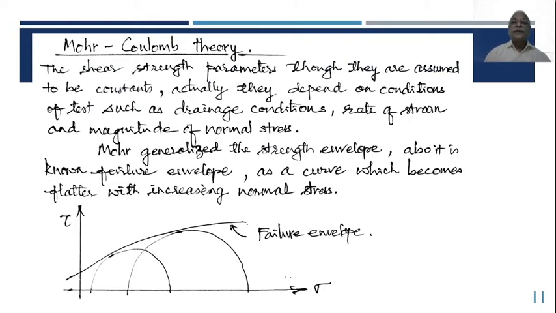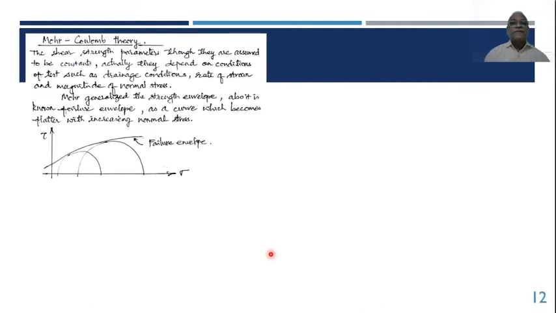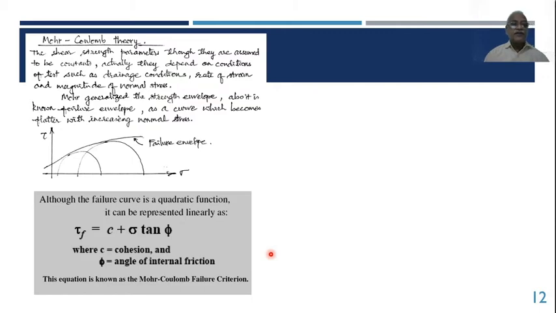Further, here Mohr-Coulomb theory can be put this way: the shear strength parameters, that is C and phi, though they are assumed to be constants, actually depend on conditions of the test, such as drainage conditions, rate of strain, and magnitude of the normal stress. You can just see here it is bending, and as it is said in the earlier slide, quadratic. But more generalized, the strength envelope is also known as failure envelope, or a curve which becomes flatter with increasing normal stress, or it becomes parallel to the horizontal, but it can be assumed to be a straight line. We'll see further. That's how it is. Tau f equal to C plus sigma tan phi.